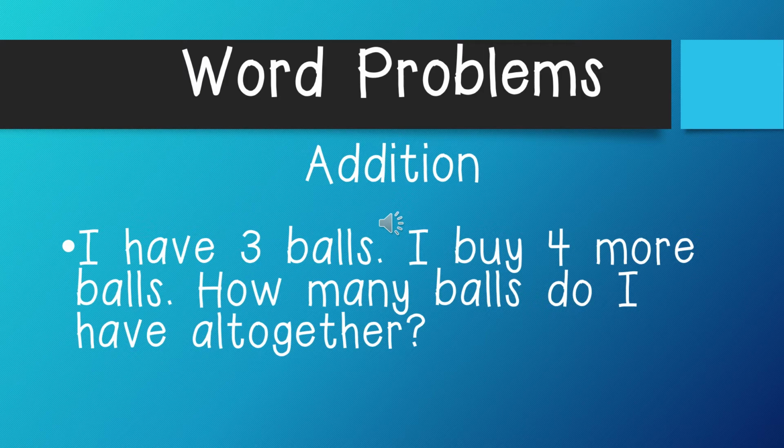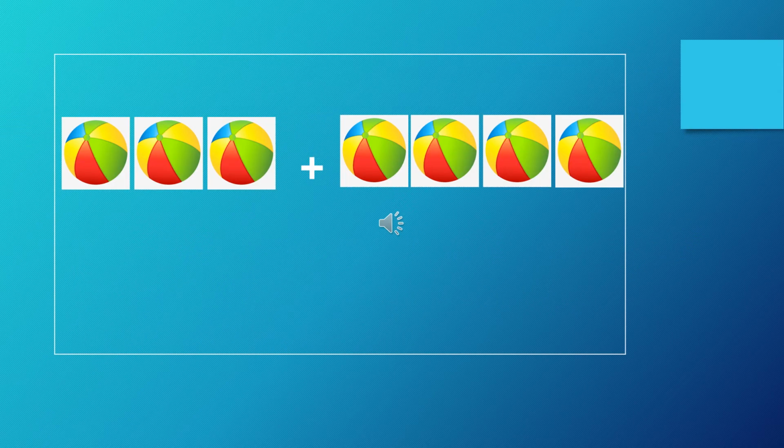That's right. I have to draw for the first number. And what is my first number? Yes, my first number is 3. So now I'm going to draw 3 balls. I've drawn my 3 balls. Now what do I need to do? That's right. I need to draw 4 more balls. Let's go. 1, 2, 3, 4.